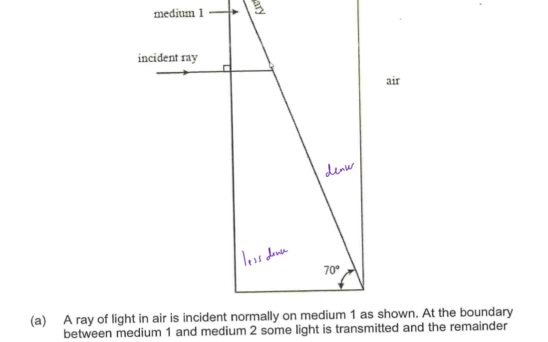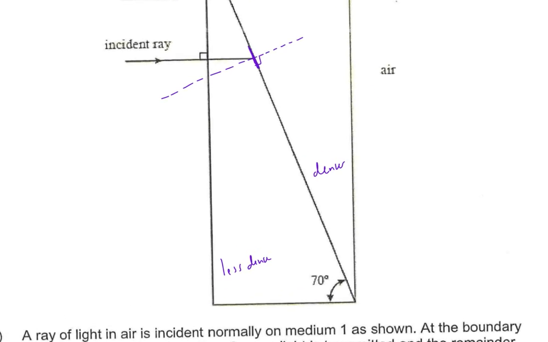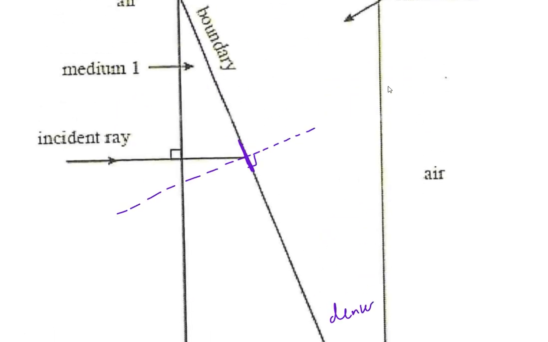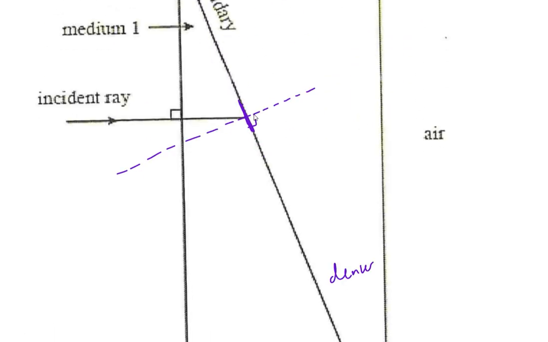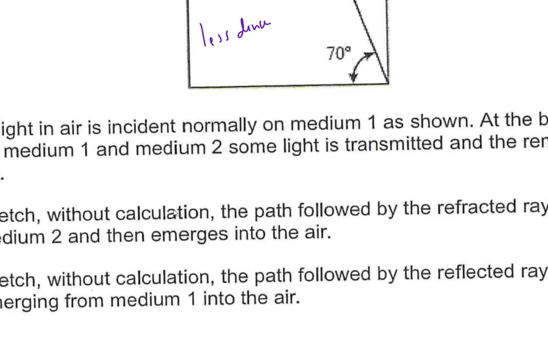So this is the boundary, and the normal will be perpendicular to this here. So I'm going to draw it perpendicular. Again, let me just zoom in so you can see. So this is roughly perpendicular, as you can see here. Now the first question says, without any calculation, sketch the refracted path.